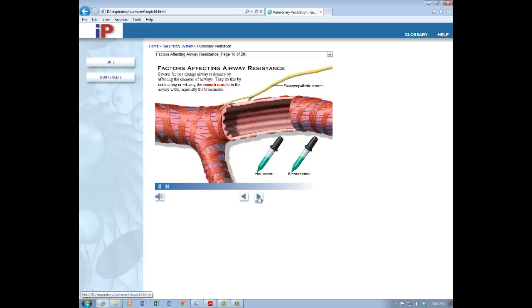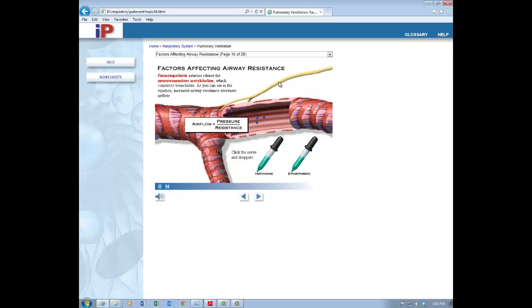Several factors change airway resistance by affecting the diameter of the airways. They do this by contracting or relaxing the smooth muscle in the airway walls, especially the bronchioles. Click the nerve and the droppers to see how they affect airflow. Parasympathetic neurons release the neurotransmitter acetylcholine, which constricts bronchioles. As you can see in the equation, increased airway resistance decreases airflow.